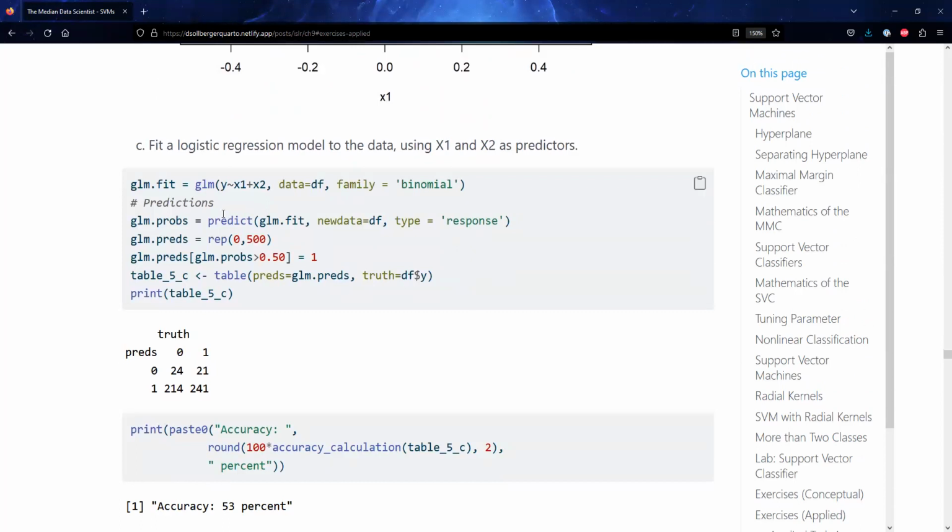In part C, we could bring up code from our previous chapter, fit logistic regression. So we're building a generalized linear model, but because of the binomial response, we're careful with the code to put those ideas in so that we are performing logistic regression.